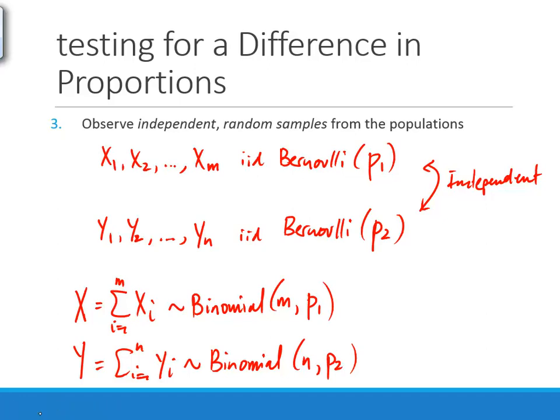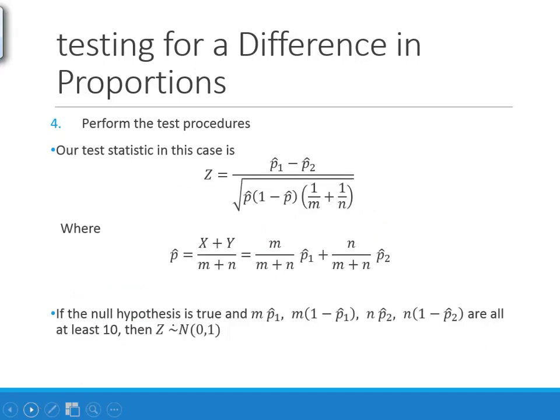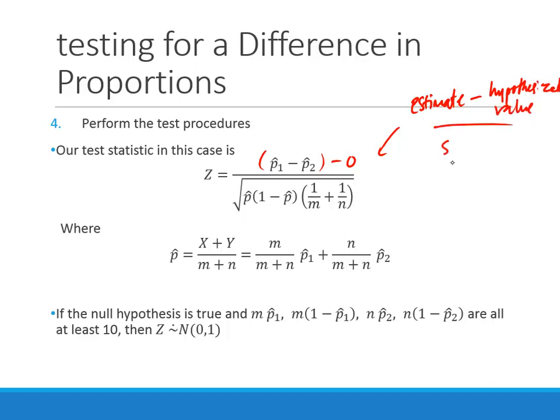Okay, so then we have our data. Now we want to perform the testing procedures, and here's what our test statistic will be in this case. What's not written here is that we're subtracting off a 0, right? So it still has the same form. We're taking our estimate minus the null, the hypothesized value, and we're dividing by the standard deviation. Again, because we have normal distributions, we're not looking at a t or anything. We're going to use a z.